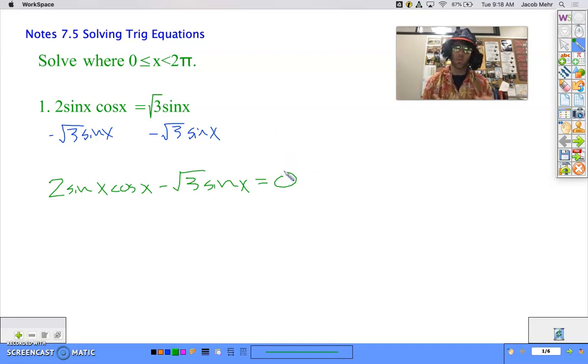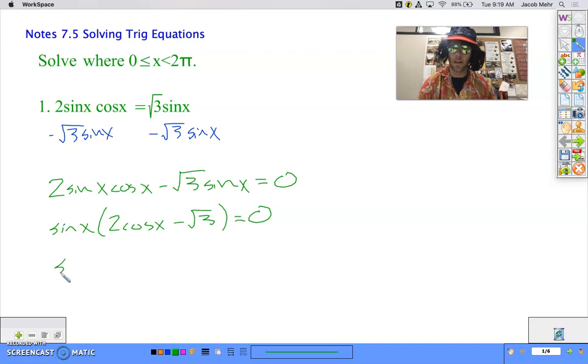Now, what do we like to have equal to 0? We like it when it's a product equal to 0. So how can we make this a product? Well, factoring is how we rewrite things as products. And when I look at this, I notice that there is a sine of x in both terms. So let's factor that out. That's going to leave me 2 cosine of x minus the square root of 3 equal to 0. So now we can use our 0 product property, and we can say the sine of x equals 0, or 2 cosine of x minus the square root of 3 equals 0. And now we can solve those individually.